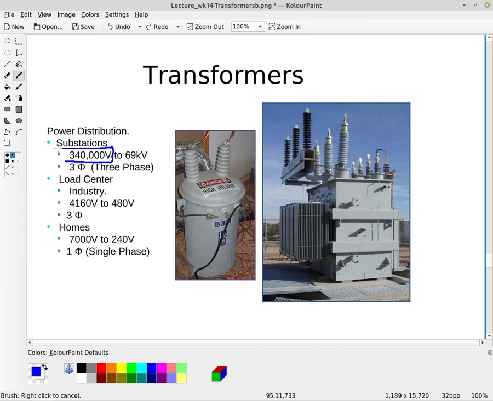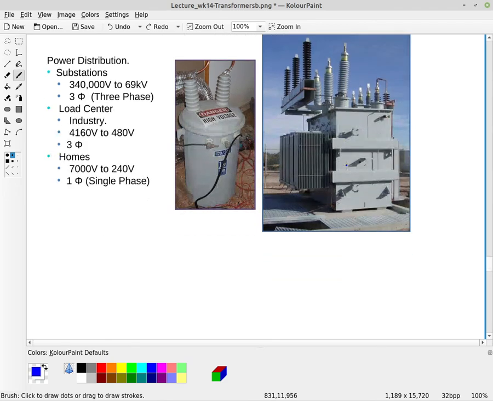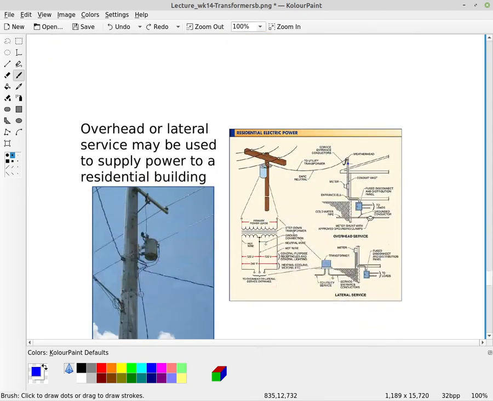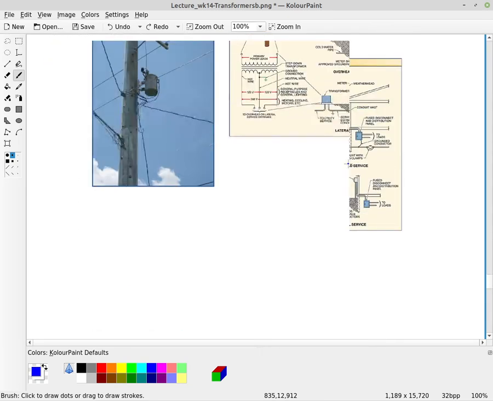Now notice this one is 340,000 volts. The example I did was only going up to 10,000 volts, right? So you can do the math there and calculate how much less loss you would have by doing that and stepping it up to even higher voltages.